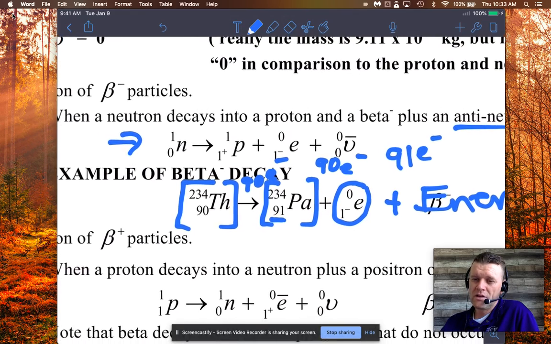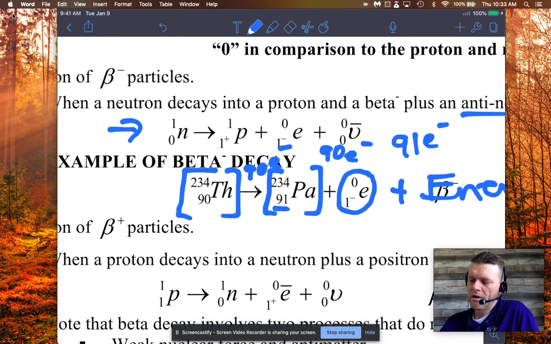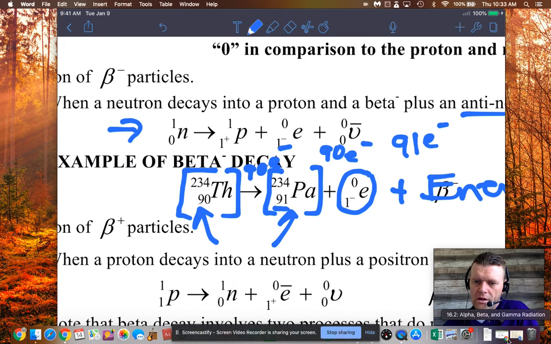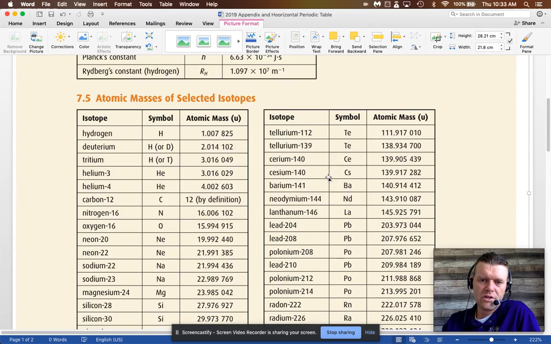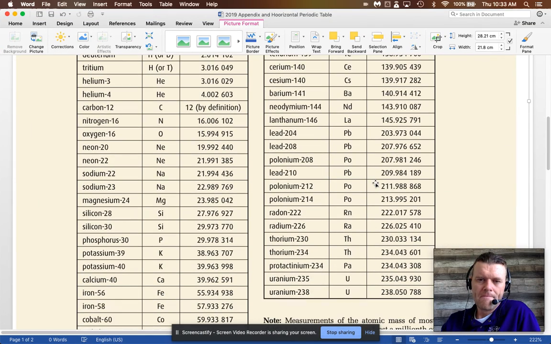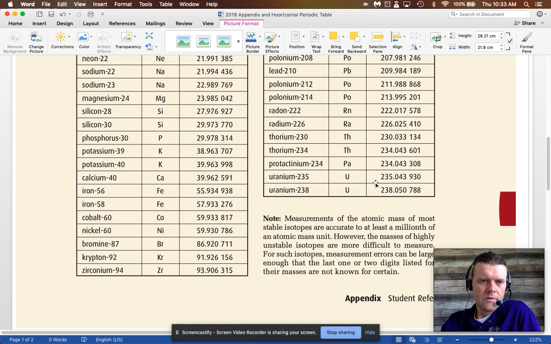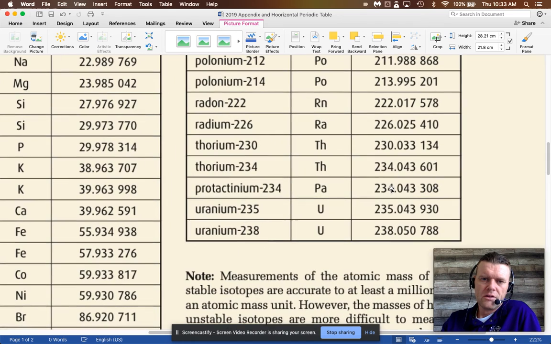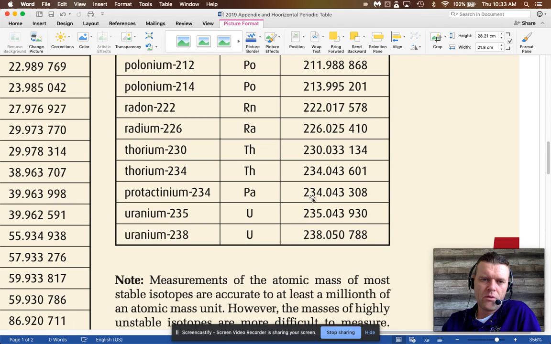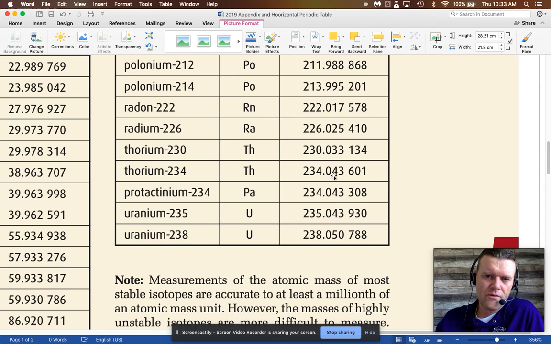difference for a beta negative decay, the mass of the parent is just going to be thorium-234, and the mass of the products, including the beta negative particle, including the electron, will equal just the mass of regular protactinium. That would be found right here. Where's protactinium? Oh, it's right there. So we would just use the protactinium mass. So we have thorium-234 and then protactinium-234, and we just get the difference between those.